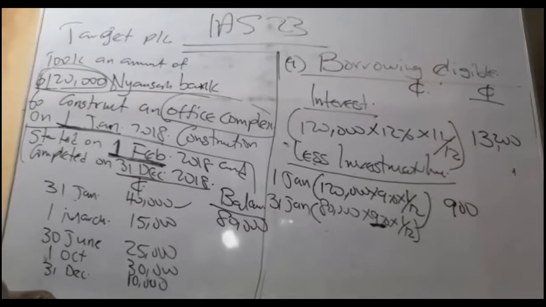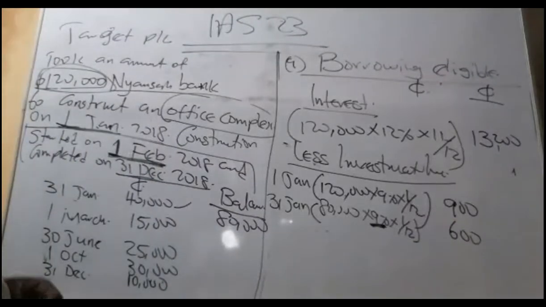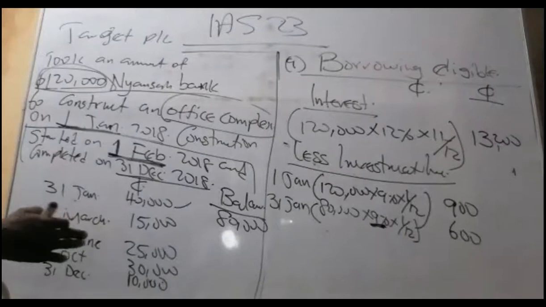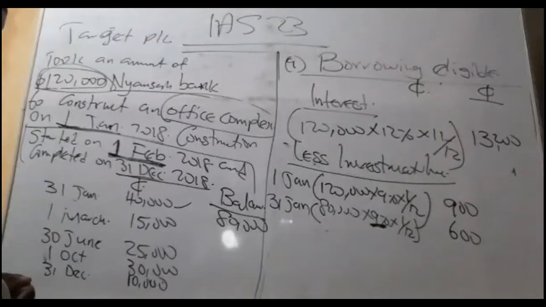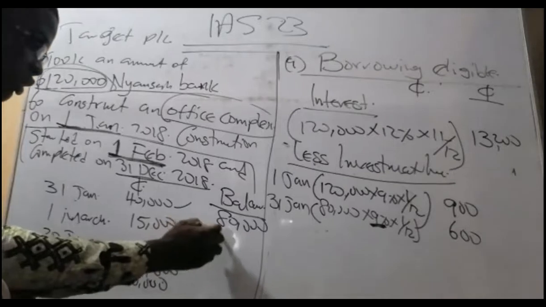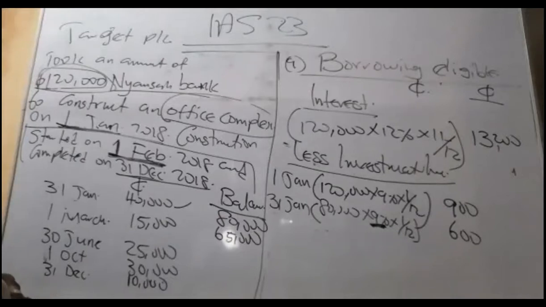Agreed. Any confirmation from friends online? Perfect. So 600. Now let's move on. Then on 1st March, what happened? They invested 15,000, so left with how much? What's the net balance after the 15,000 investment? So 65,000. So left with 65,000. Good.